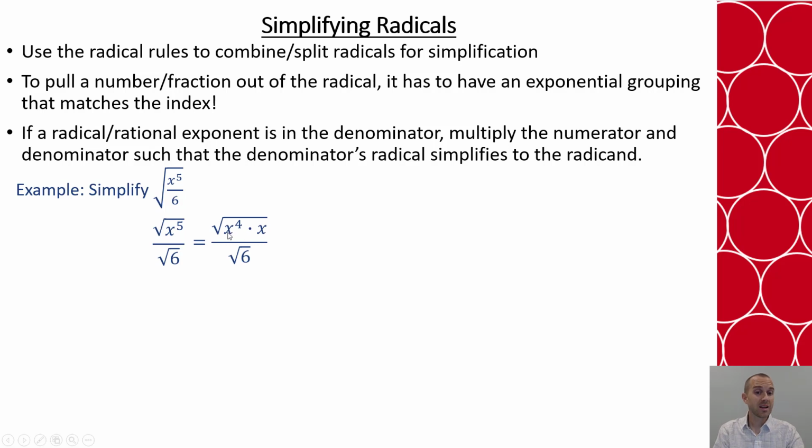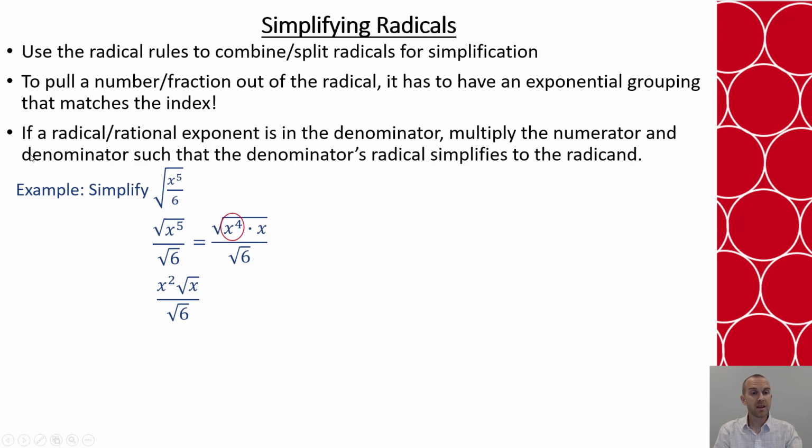But I could split that into x to the 4th times x, because 4 is divisible by 2. And 6, there's nothing I can do with the square root of 6, so I just need to leave it as it is. So now I can say, okay, let's simplify x to the 4th inside the square root. Well, 4 divided by 2 gives me x squared that's no longer in my radical. But the x has to stay in the radical because it can't simplify out, just like I can't simplify out the square root of 6.